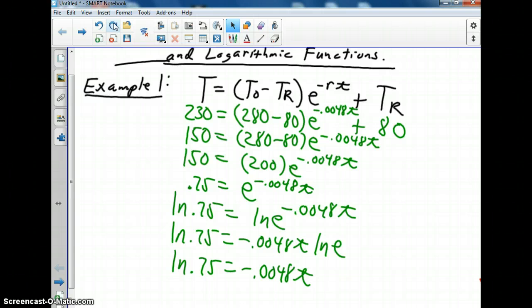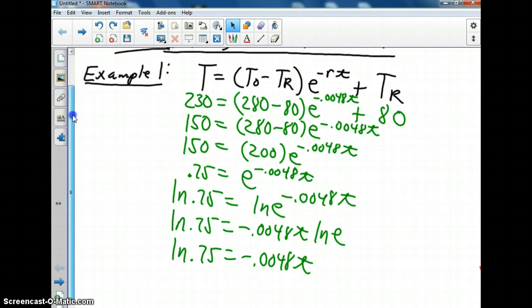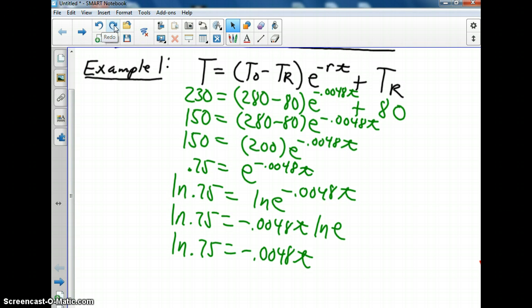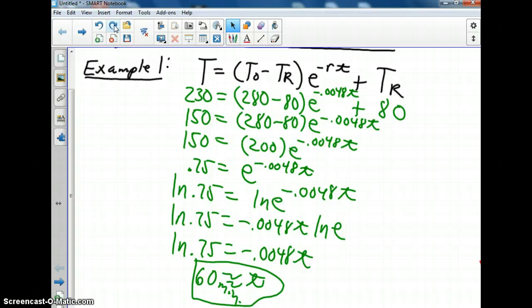Now it's simple as can be. So what do you do now? You punch into the calculator ln 0.75 divided by negative 0.0048. The instructions say round it to the whole minute. So that means the ones place. You guys tell me now, what's the answer going to be? All right, so you guys are getting 60? Is everybody getting 60? You're exactly right. The answer is 60 minutes right there. You got it. It's very multi-step in nature.